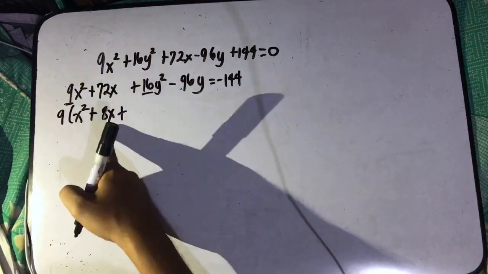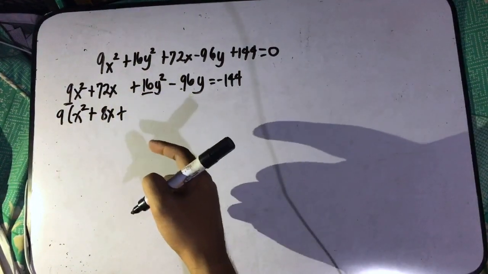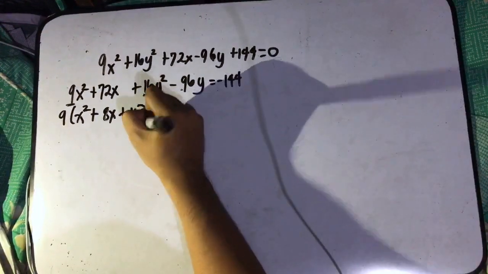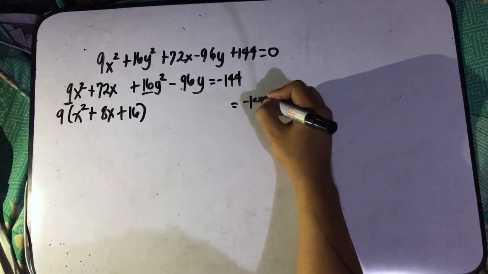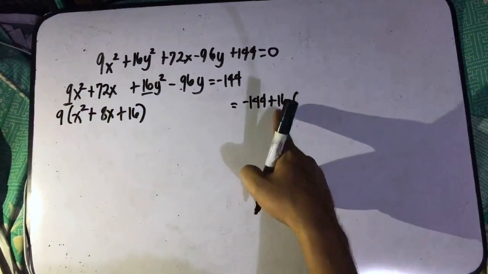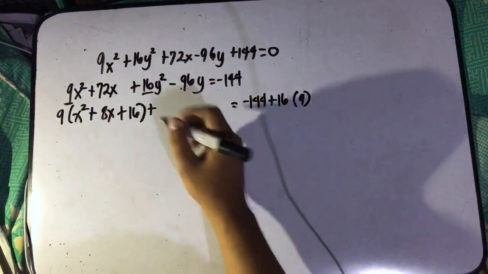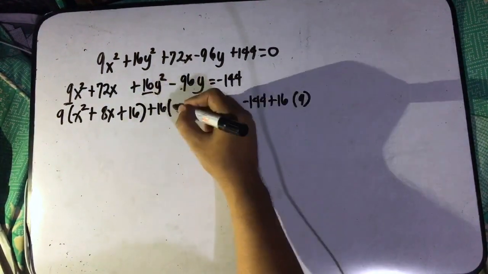Okay, so dito na tayo magko-complete the square. Paano nagko-complete the square? The formula is b over 2 squared. So, that is 8 divided by 2 squared. And this is 16. Okay, is now equal to negative 144 plus 16. Plus 16 lang ba? Hindi. Dahil naka-factor yung 9, kailangan i-multiply din natin yung 9 sa kanya. And the next one, 16, factor out 16, and multiply it to y squared.